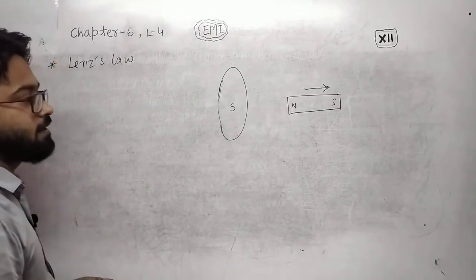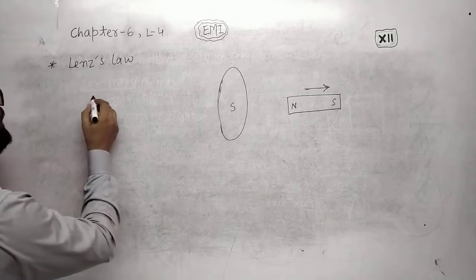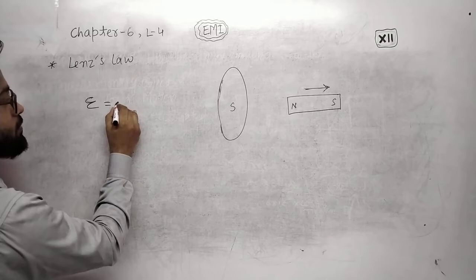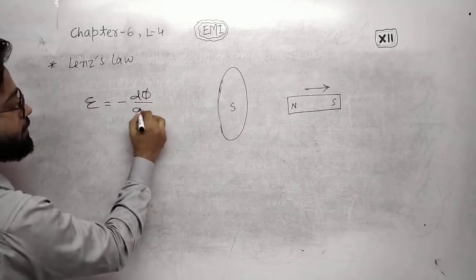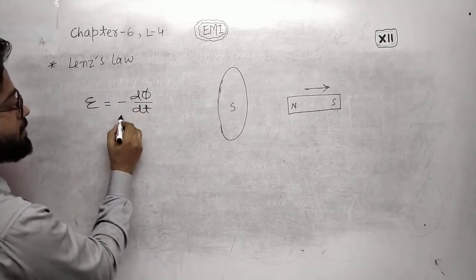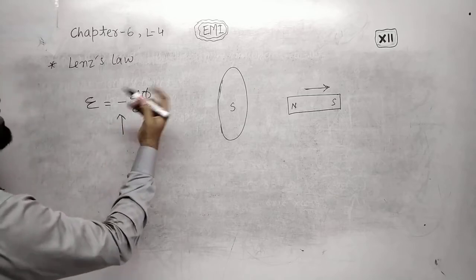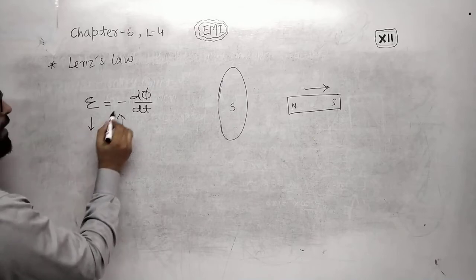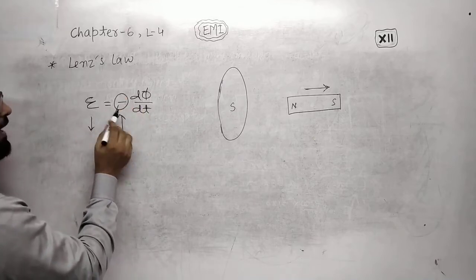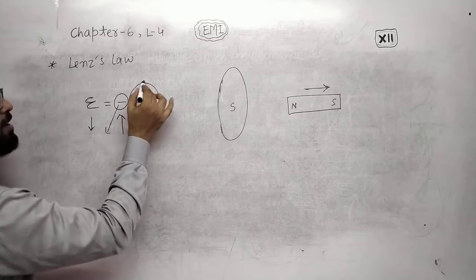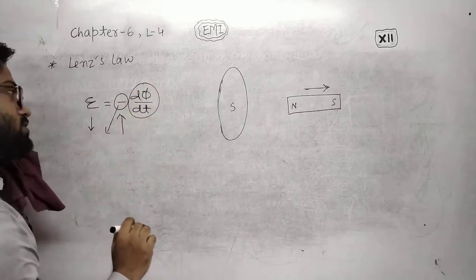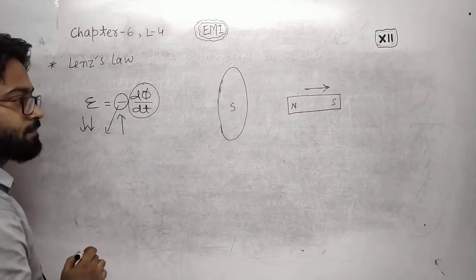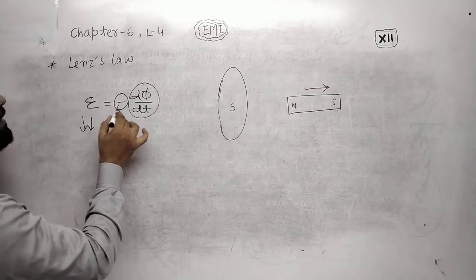Hope you are understanding. This is very easy, and according to Faraday's law, EMF is equal to minus d phi upon dt. This negative sign shows the direction of flux change, or you can say that the direction of induced EMF will be opposite, and this sign is due to the Lenz law.